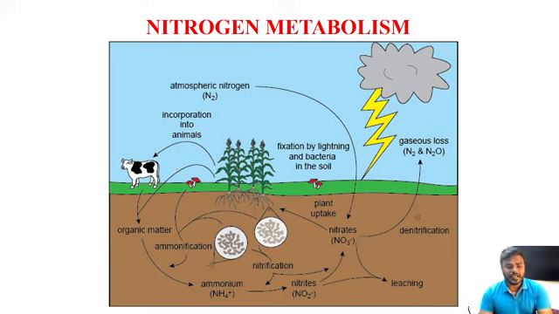Now we are going to read the next topic, that is nitrogen metabolism. So friends, nitrogen metabolism is also one of the most important topics for the CSIR NET exam. The advantage and disadvantage with this particular chapter is that the subunit is very easy, but the disadvantage is that the information is more. You have to remember more amount of information.